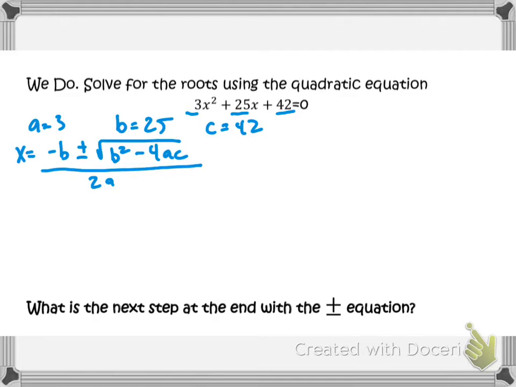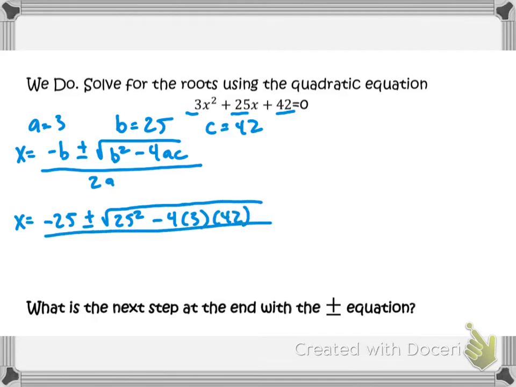Okay, let's start plugging in the numbers. So we have X is equal to negative 25 plus and minus the square root of 25 squared minus 4 times 3 times 42 all over 2 times 3. Wow, this is going to be messy. Alright, so let's start simplifying. The first thing you should simplify is, that is correct, if you chose this and this, you are correct. So let's go ahead and simplify that.